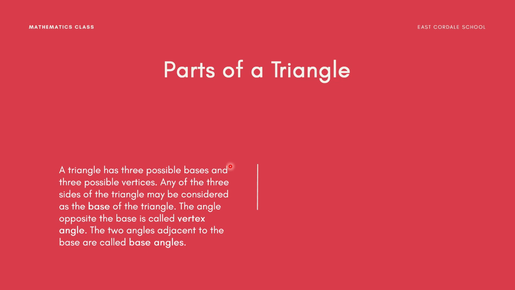Parts of the triangle. A triangle with three sides can have three possible bases, and also three possible vertices. Any of the three sides of the triangle may be considered as the base of the triangle, and the angle opposite the base is called the vertex angle. The two angles adjacent to the base are called base angles.